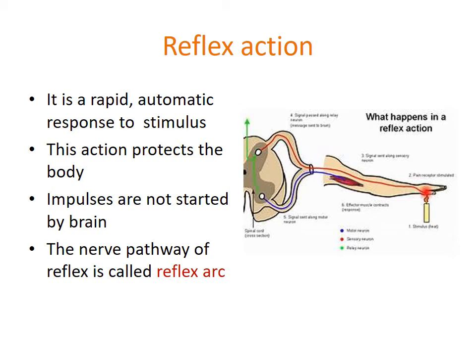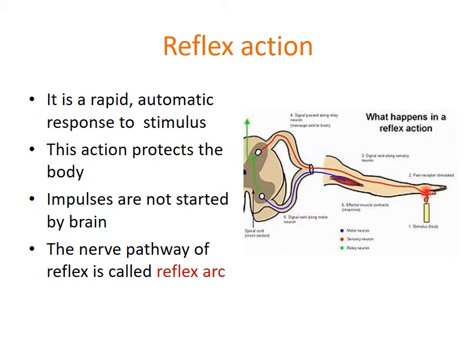Okay, then we will move on to what we mean by reflex action in the body. When we think about reflex action, it's a rapid automatic response to a stimulus. So this action is normally an involuntary action. Why do we call it involuntary? Because these impulses are not started by the brain. Normally the reflex action is used to protect the body in an urgent case.